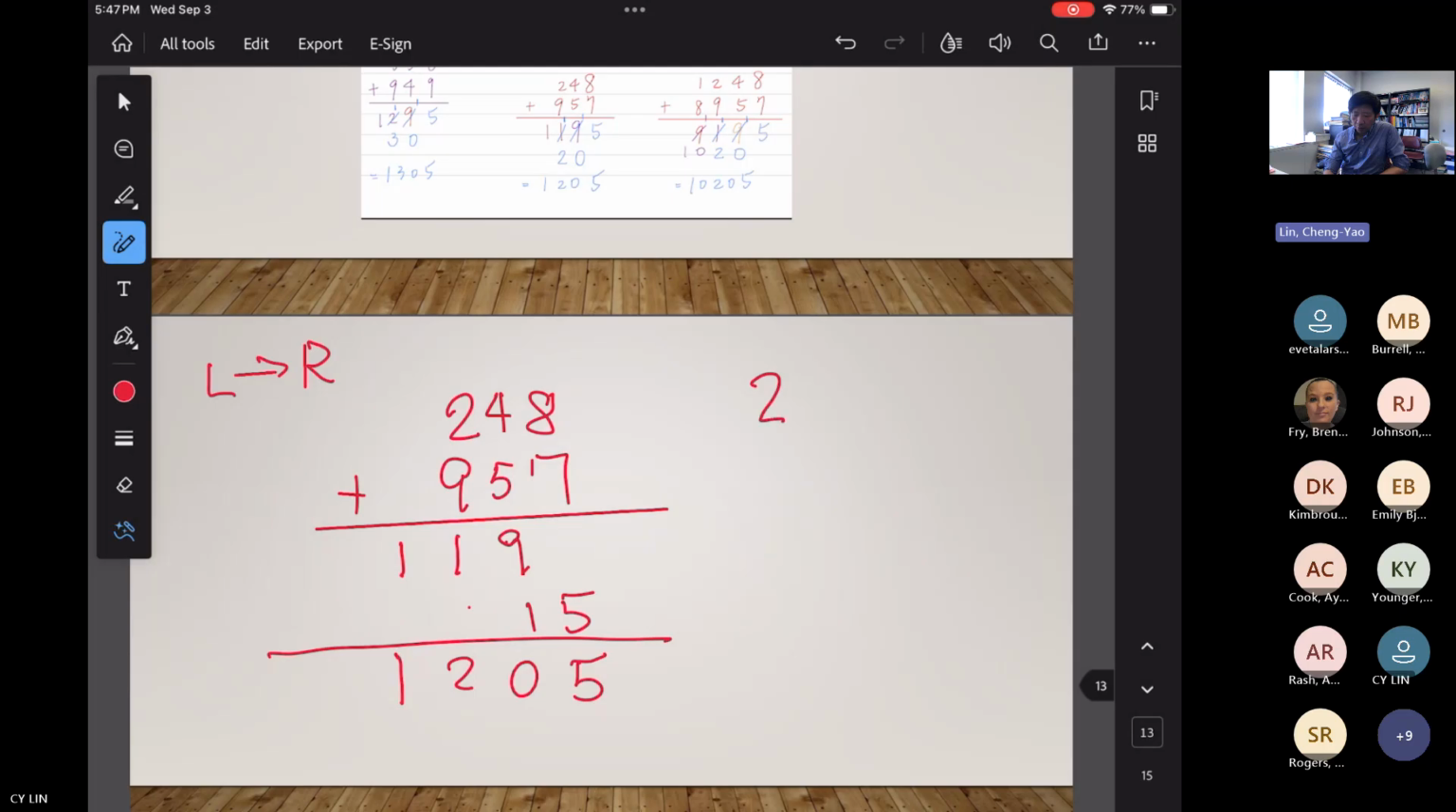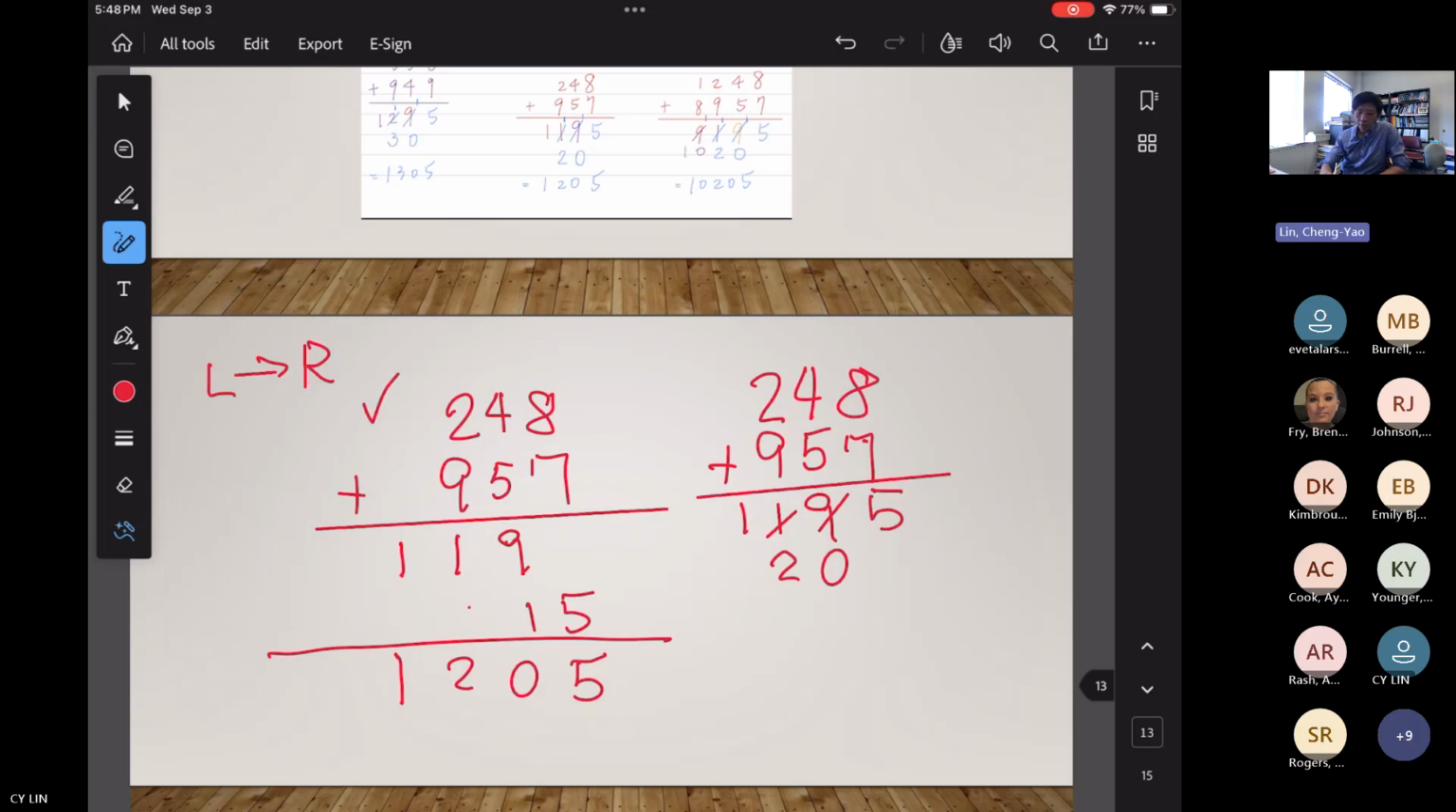Or we can do this way too. Are we still doing left to right? 9 plus 2, 11. 4 plus 5 is a 9. And then 9 plus 7 plus 8 is 15. Put on the 15, close this out because you carry 1, put on the 0, and then carry another 1 because 9 plus 1 is another 1. So put on the 2. So 1205.